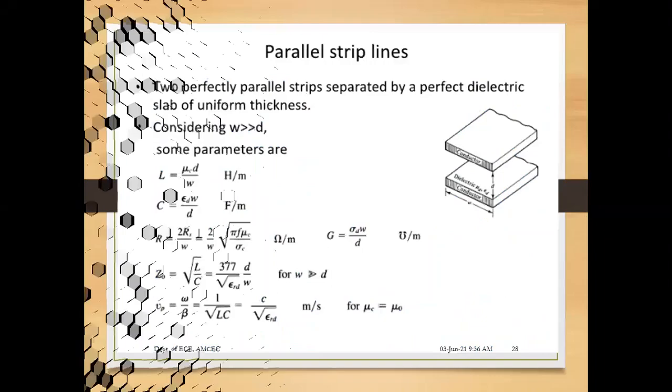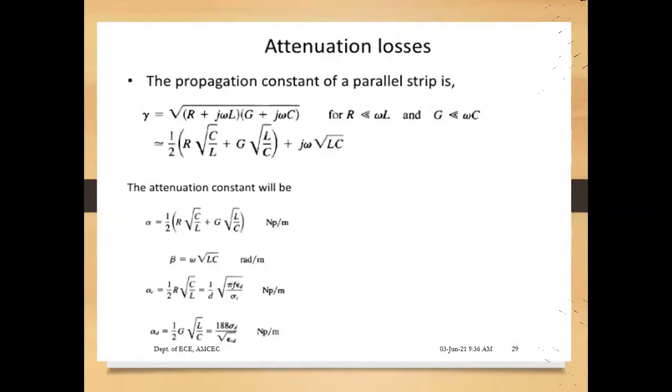So the same equations are here. Propagation constant, considering this, you'll get these equations, alpha and beta, in A plus jB form. This is your alpha_c and alpha_d. This is beta, omega root LC. Consider this equation, substitute L and C values, R value, you get 1 by d square root of pi f epsilon_d by sigma_c. Similarly, alpha_d is 1 by 2 G root L by C. Substitute values, you will get 188 sigma_d divided by square root of epsilon_rd Nepers per meter. Now take down a problem.